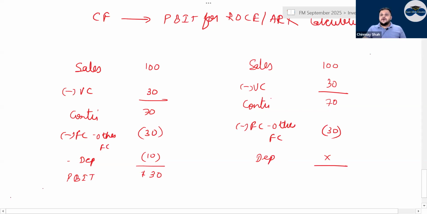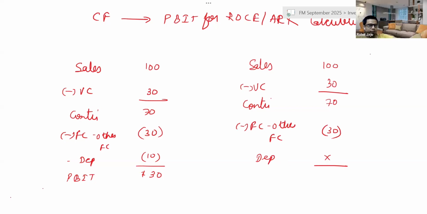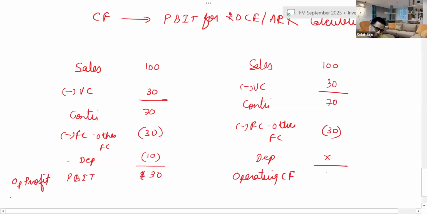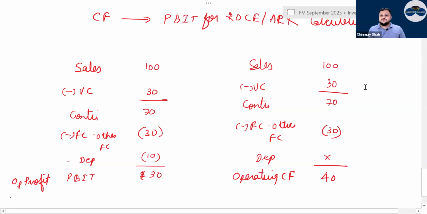Is this profit or cash flow? Everything is either received or paid, so it is cash flow. So can I say this is operating profit, and this is operating cash flow? Write down this operating cash flow. How much is operating cash flow? Calculate. 40. Correct. Any problem with this?